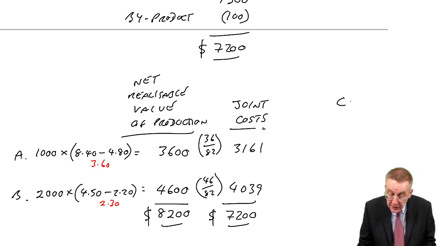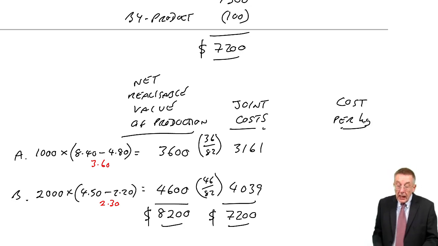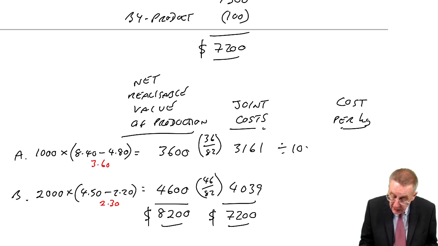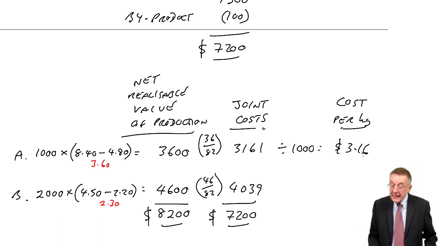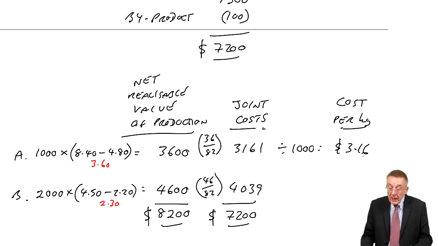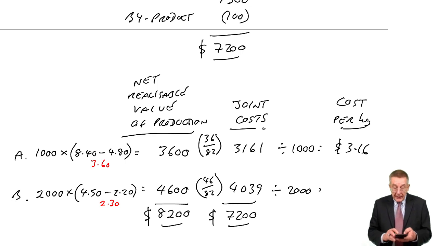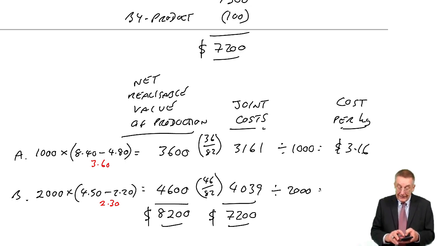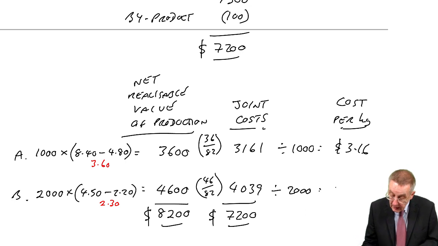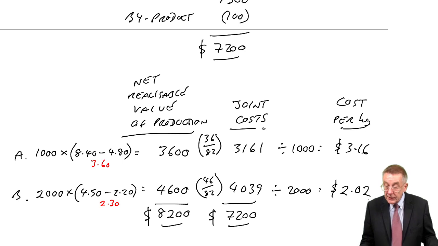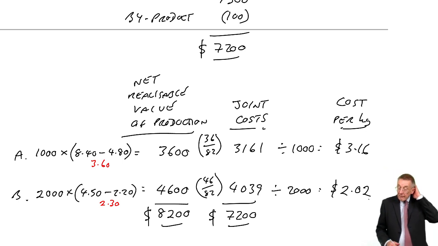And so what's the cost per kilo? A, that was the total joint cost for 1,000 kilos. And so it gives a cost per kilo of, I'll keep to the nearest cent, 316. B, there were 2,000 kilos. And so a cost per kilo of, again to the nearest cent, 202.